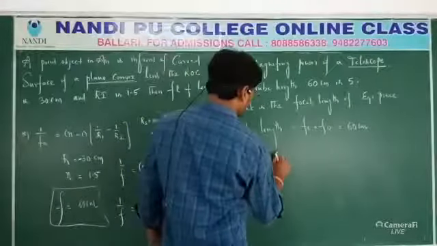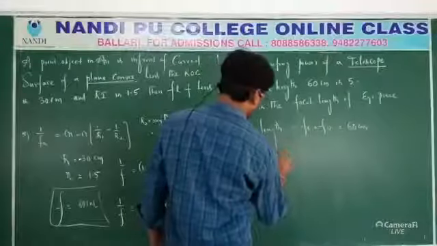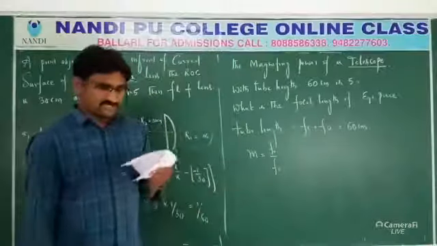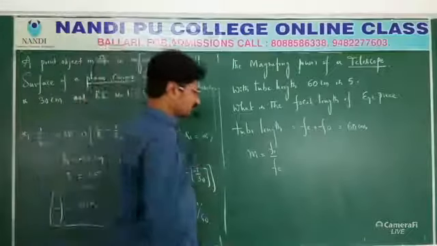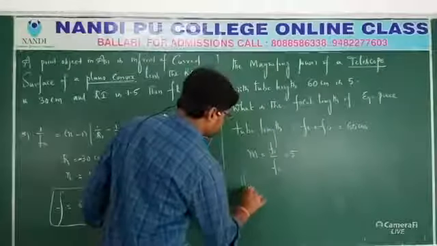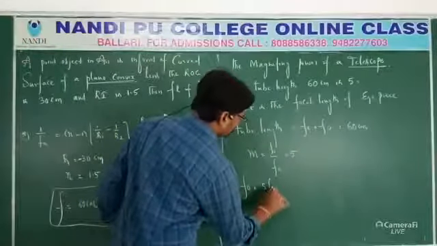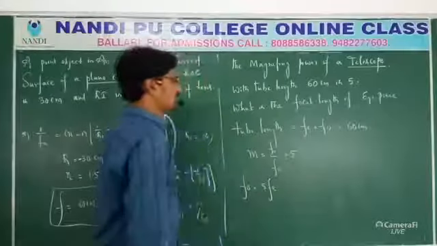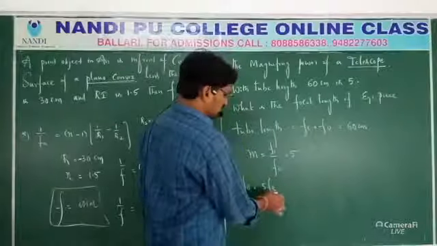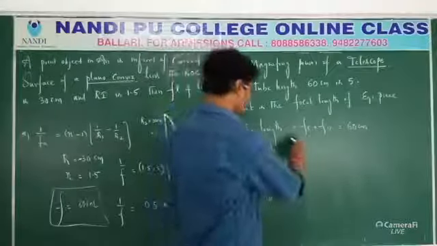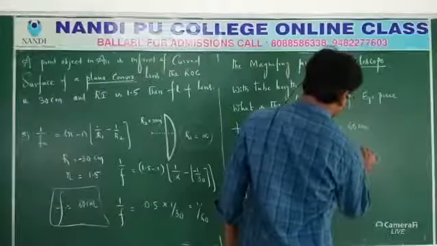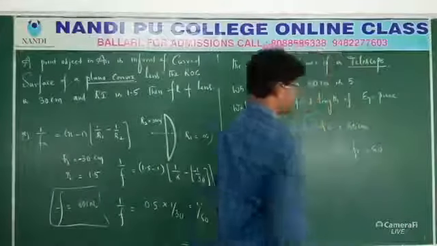Magnification is generally represented with M. M is equal to Fo by Fe. Which value gives 5? So I can write Fo is equal to 5 into Fe. What we have to find out is the focal length of the eyepiece, Fe. So I can substitute here: Fo plus Fe is equal to 60 centimeters.